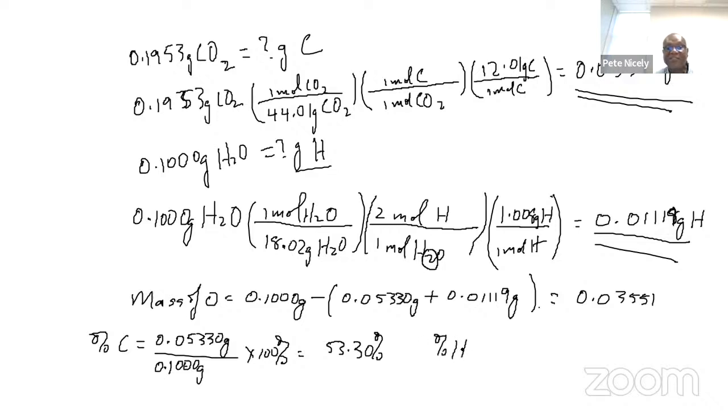Percent hydrogen would be equal to 0.01119 grams divided by 0.1000 grams. So that would be 11.19%. And then finally, let me see if I can squeeze it down here.